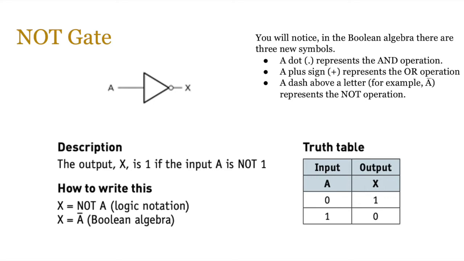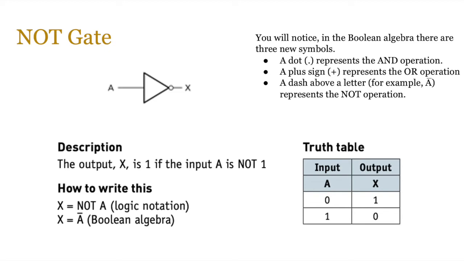We can also write it as X is equal to NOT A, which is something you should be familiar with from IGCSE levels, which is logic notation. So we write that in words, NOT A, which basically means 0, NOT 1. A is always 1. Now you will notice that in Boolean algebra there are 3 new symbols.